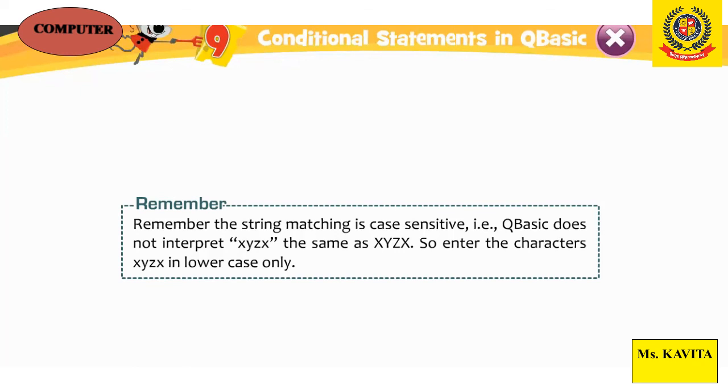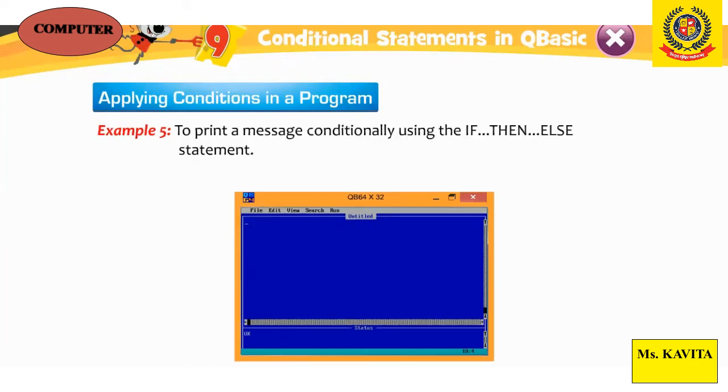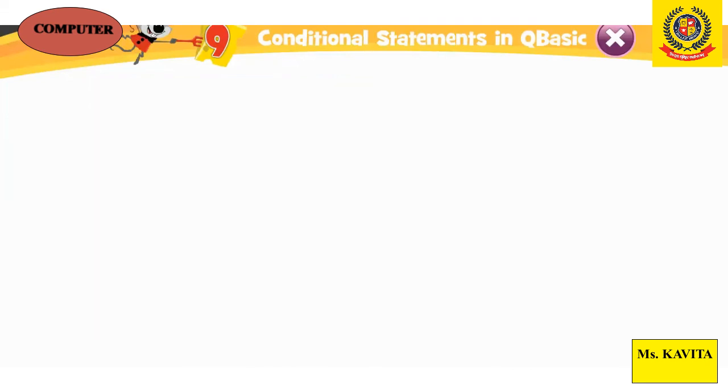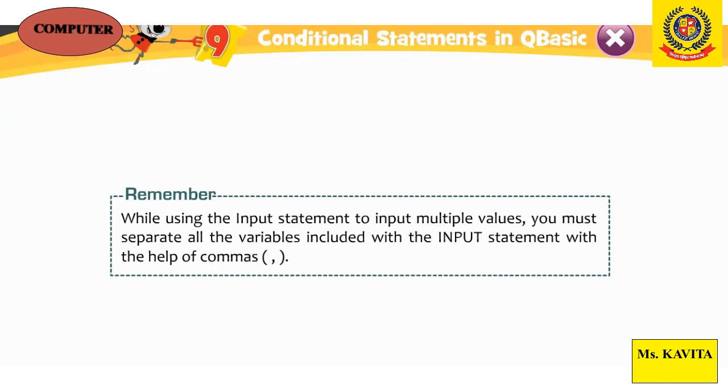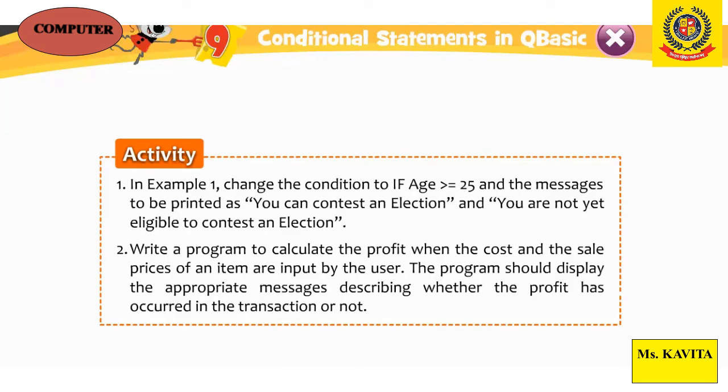One example is given on page number 116. So children, all these examples given in your book, you have to do them. To check whether a person is minor or major using the if then else statement: enter age, if age greater than 18, then print he is major, else print you are minor, and this is the output.